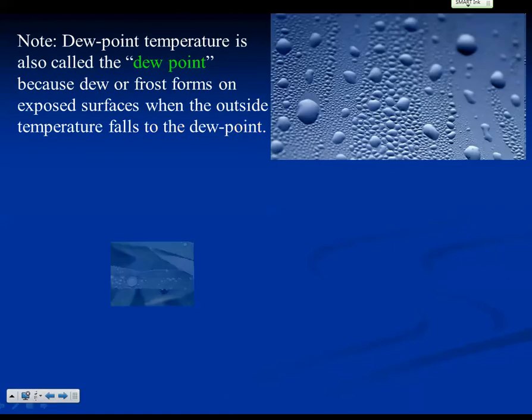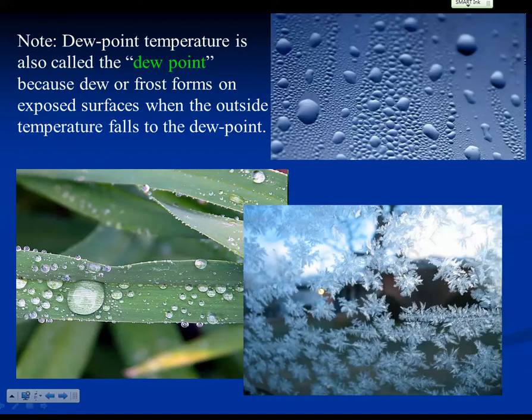Note, dew point temperature is also called the dew point because dew or frost forms on exposed surfaces when the outside temperature falls to the dew point. Now you've had this happen in gym class.